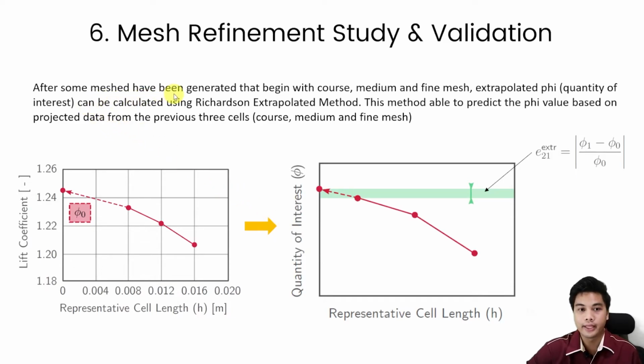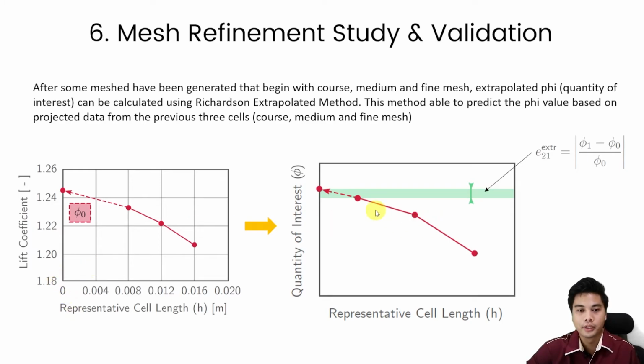After the meshes have been generated, beginning with coarse, medium, and fine mesh, the extrapolated phi, or quantity of your interest, can be calculated using the Richardson extrapolation method. You can follow this in order to predict the phi value at 0 representative cell length. This method is able to predict the phi value based on the projected data from the previous three meshes, which are coarse, medium, and fine.